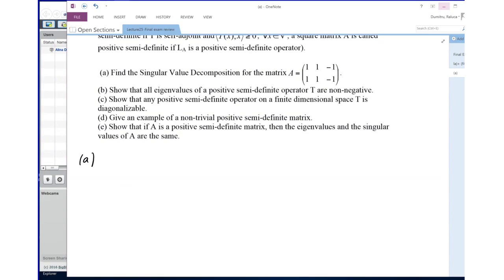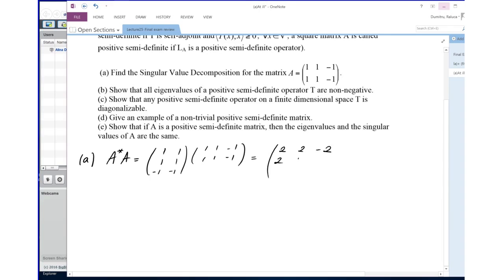The singular values of a matrix are the singular values of the left multiplication by A operator. And you find those by looking at the matrix A star A and taking its eigenvalues. You just take the strictly positive eigenvalues and take the square roots of those. Those would be the singular values. So in this case, A star A looks like this. And you have to find its eigenvalues, so the determinant of that matrix minus T identity.